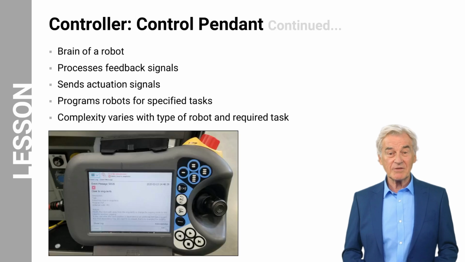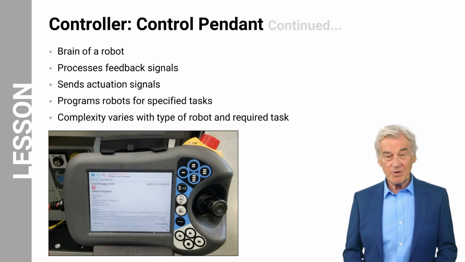The controller, often referred to as the brain of the robot, processes feedback signals from sensors and actuators. It then sends actuation signals to drive the robot's joints, which might involve controlling motor power, joint velocity, or end effector motion. The controller is responsible for programming the robot to perform specific tasks.